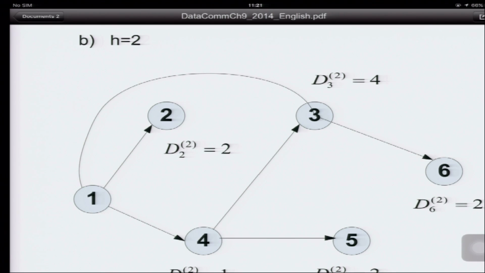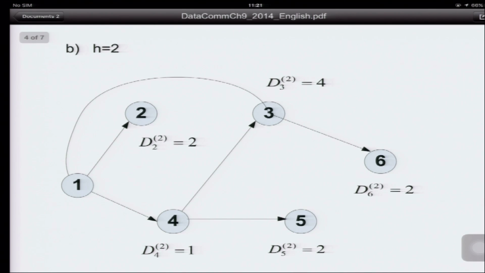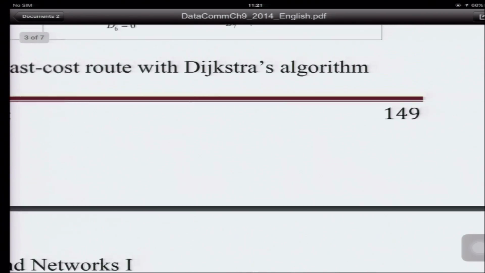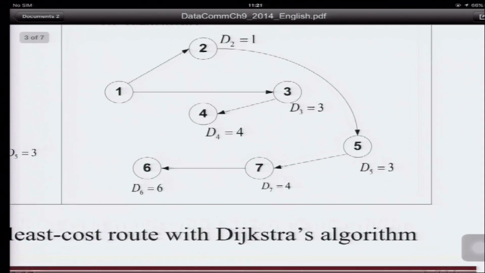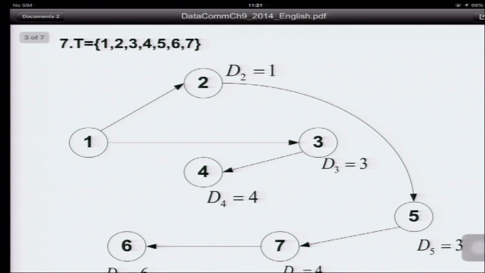Be careful of this, okay? If you go to 3, you will go 1, 4, 3. But if you go to 6, you will go 1, 3, 6. You can see that this looks like there is a loop, but this is because it's still in between the recursive steps. When you repeat the step, this is not the final answer. For the final answer, the route cannot have a loop. If you look at the last example, you can see that there is no loop.